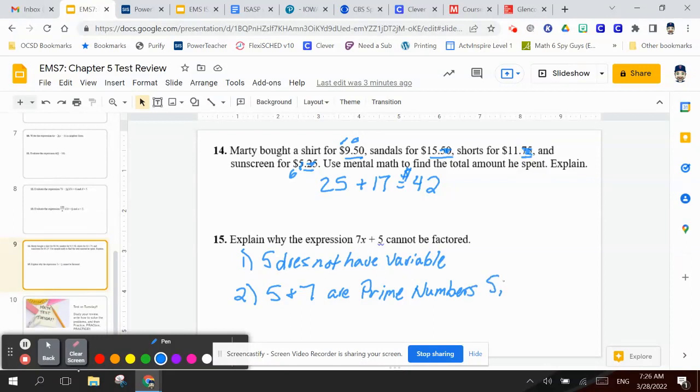5 times 1 and 7 times 1. Those are the only two factors that they have. So there are no factors that are common. So for both of those reasons, and all you have to do is choose one of them. It's okay which one you want to choose. But that would be your explanation why.